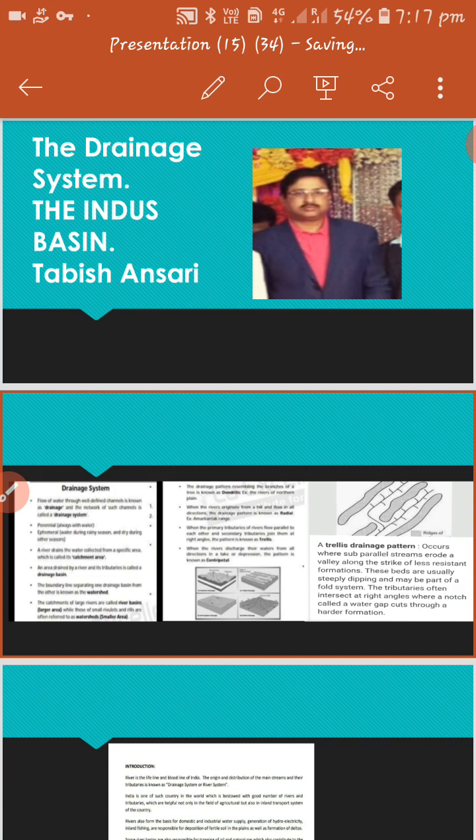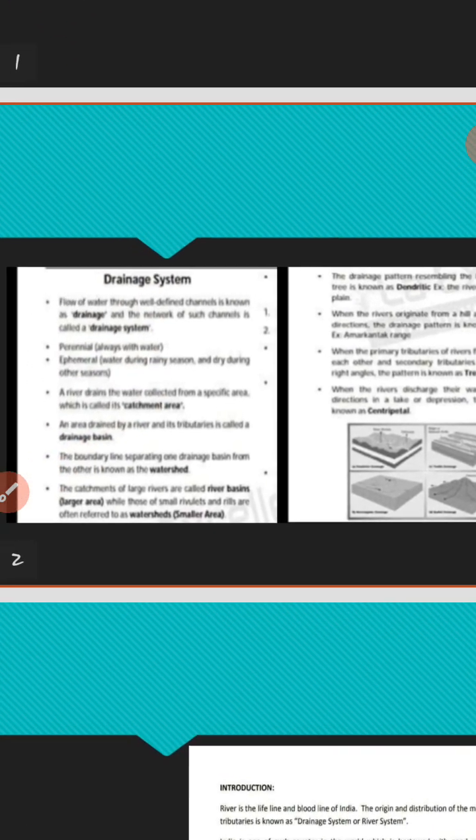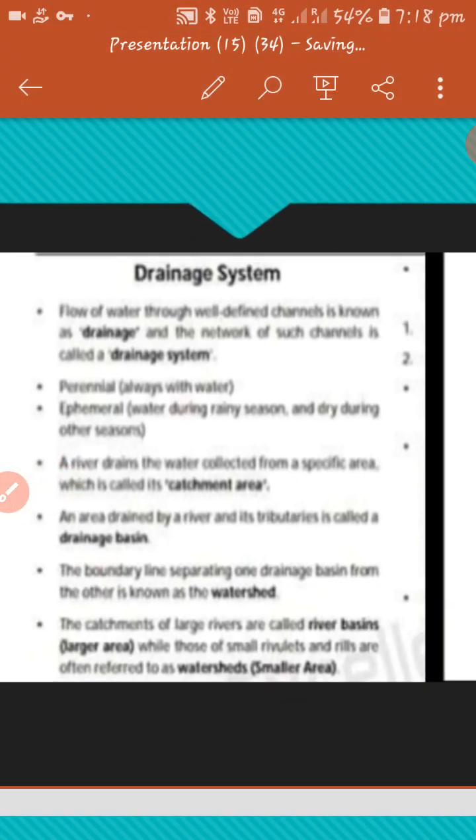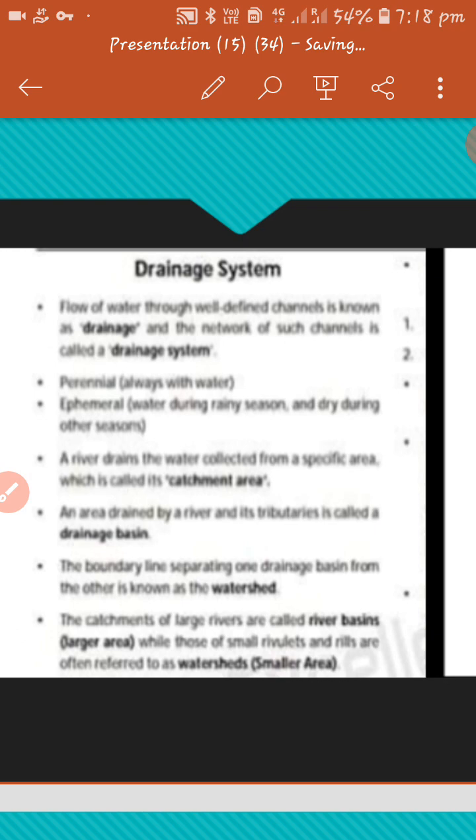Today we shall discuss the drainage systems, a basic concept about the drainage system and the Indus basin. First of all, what is the drainage system? Let us look. Flow of water through well-defined channels is known as drainage, and the network of such channels is called a drainage system. Drainage systems are of two types: perennial, which has water throughout the year, and ephemeral or non-perennial rivers, which have water during the rainy season and are dry during other seasons.